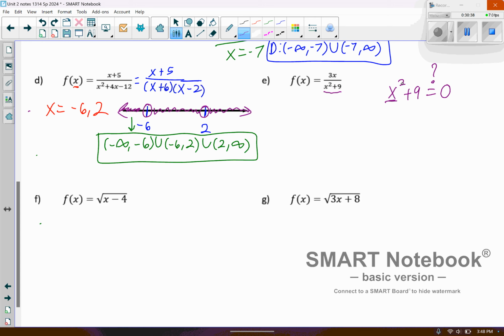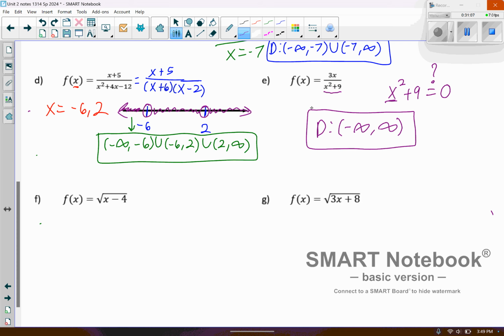Because even if you plug in -3, you're going to get -3 squared is a positive 9. 9 plus 9 is 18. So essentially, there aren't any real x values that will make my denominator equal 0. So I'm good on my domain. It's going to be everything from negative to positive infinity, okay? So that one was a little bit of a trick question, just making sure we're thinking.